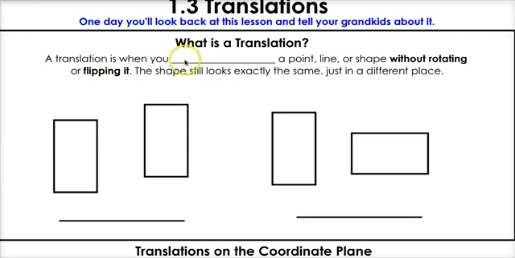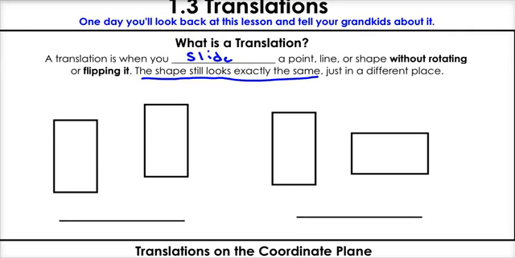A translation is when you slide a point, line, or shape without rotating or flipping it. The shape still looks exactly the same. It's just moved to a different place. So let's look at these 2 examples. One's a translation, one's not a translation.